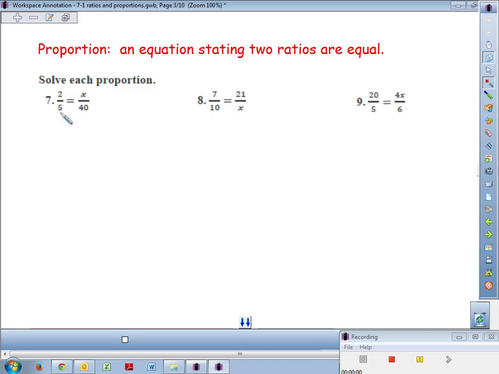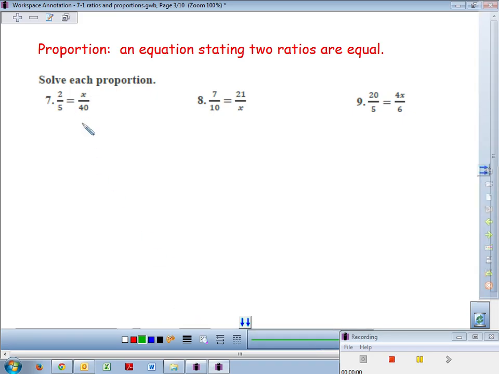A proportion is two ratios that are equal to each other. So you got a ratio of 2/5 here. You got a ratio of x over 40 here. They're equal to each other. To solve a proportion, you do a little thing called cross multiply. You want to take these two times each other and get an 80, and then bring your equal sign down, and then take these two times each other and get a 5x.